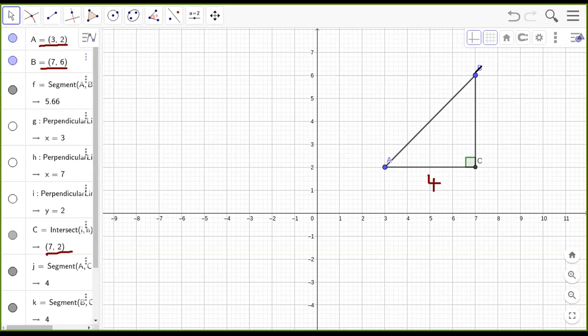All right. Similarly, between B and C, the coordinate of B is (7, 6) and that of C is (7, 2). So 7 is common, that is, the abscissa is common. So I take the difference between the ordinates, that is 6 and 2. Again, this happens to be 4. So the distance AC is 4 and the distance BC is also 4. So can I get this distance AB now using the Pythagoras theorem? It will be 4 square plus 4 square, which is 16 plus 16. So this will be the square root of 32.